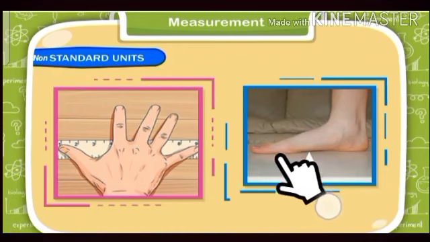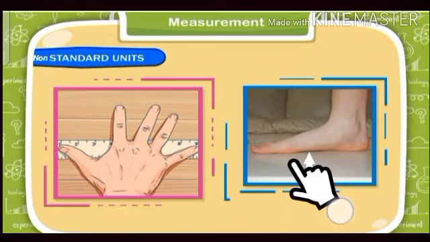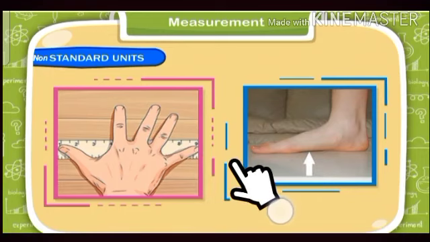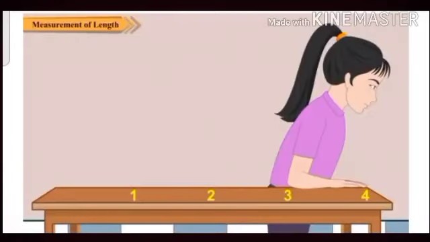When they are measuring, the measurement will not be fixed. It will vary from person to person. If a small little girl is measuring the same length, it will be different. If a man, a father, is measuring, that measurement will be different. So this is called non-standard units.